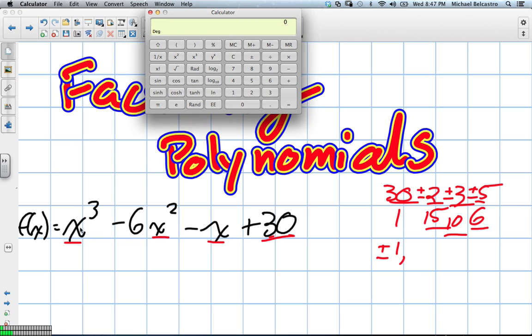1 won't work because 1 cubed is 1. 1 squared is 1 times negative 6, so that's 1 minus 6 is negative 5. Minus 1 is negative 6, plus 30 won't give us 0. So neither of the 1s are going to work. So let's try a 2, maybe positive 2.